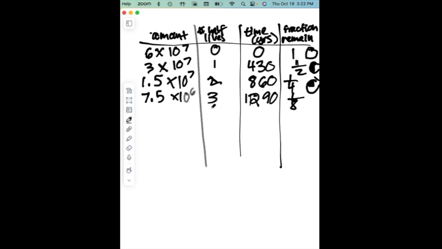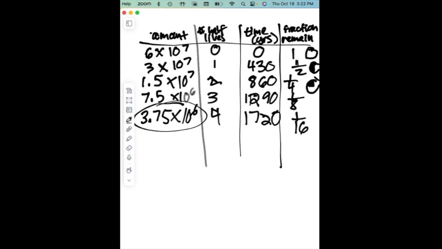Let's keep going. All right, so after 4 half-lives have passed, that would be the equivalent of 430 times 4 years, which would be 1,720 years. And we'd have a half of an eighth left, or a 16th left. And if we take half of 7.5, we get 3.75 times 10 to the 6th. Notice that is exactly what the question's asking. It's asking how much time has passed until we have this amount left. So we're looking for time in terms of years, and we can see that in our answer choices. And so 1,720 years have passed.